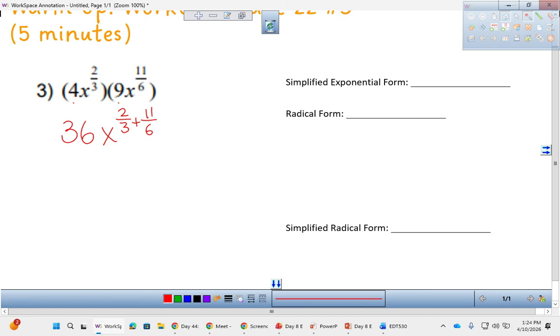All right, so when you are adding exponents together, use your calculator for that. So I'm going to do 2/3 plus 11/6. I don't have my calculator pulled up. I got it right. Okay. And then I'm just going to math enter to simplify the fraction.